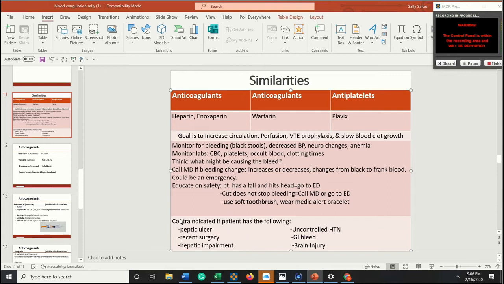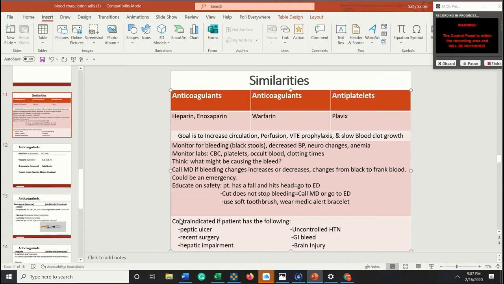Because we have different kinds of cuts, they might call their primary care physician's office first before going to the ED. Of course, if it's squirting out, maybe it's an artery, that's a different story, go straight to the ED. We want to help prevent them from getting bleeds.